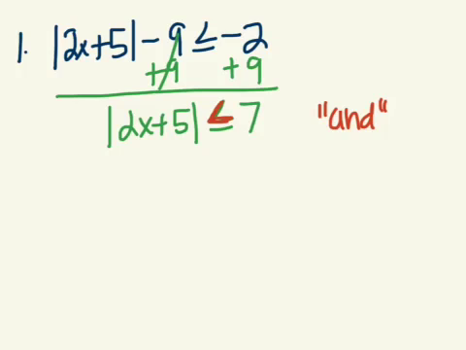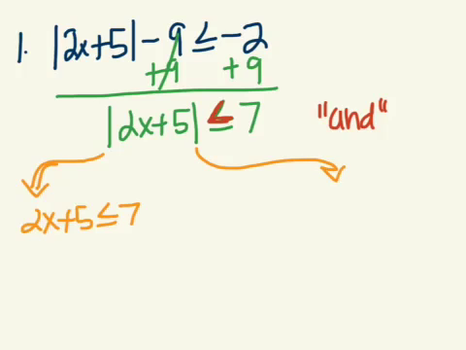So when you get the absolute value bars by themselves, you have to rewrite this two ways. The first way is exactly how you see it without the bars. And the second way you rewrite it is, you want to keep whatever is inside the absolute value bars the same, but you're going to switch the inequality sign, so it's going to be greater than or equal to, and then you're going to switch the number on the right side to be the opposite. Then you solve each equation separately.